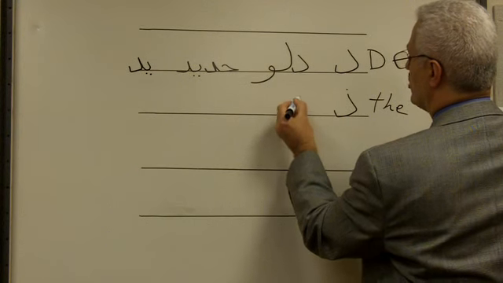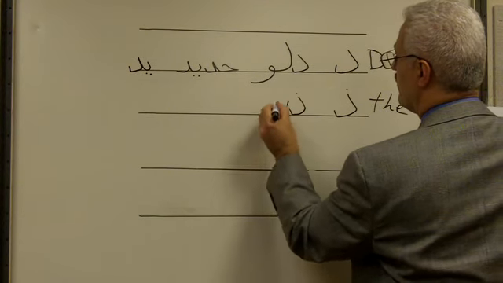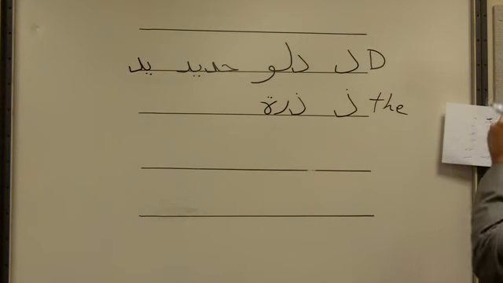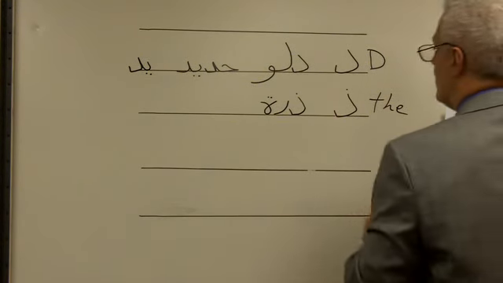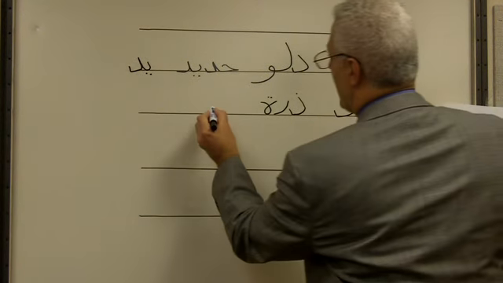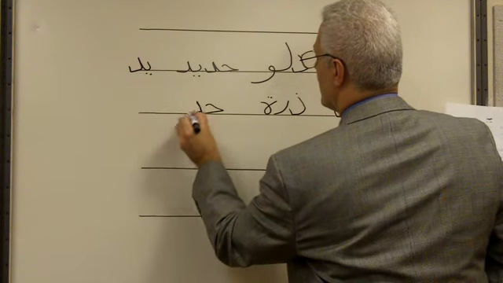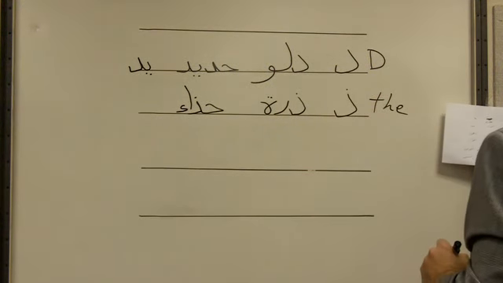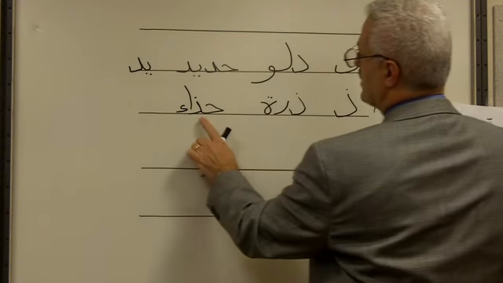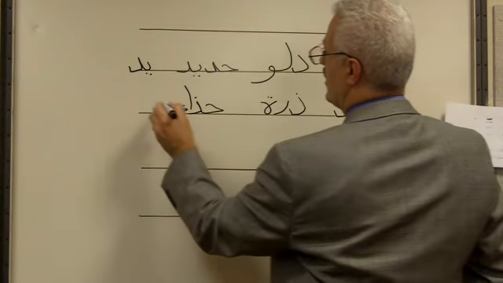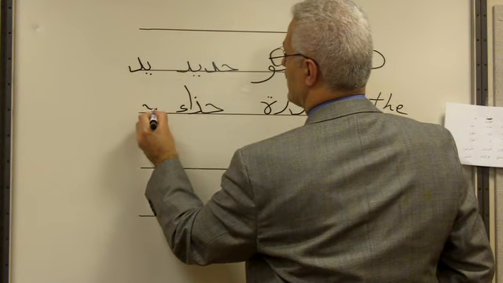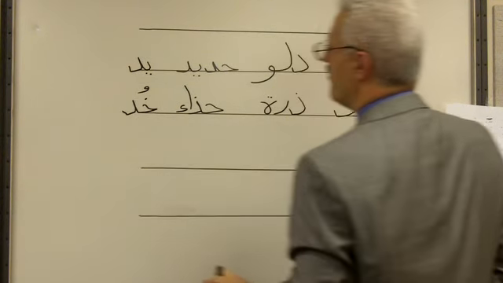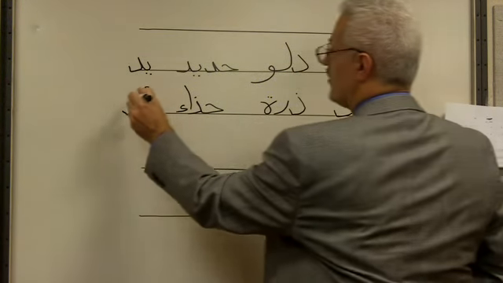And the first word I want to teach you here is dhura, which means corn, dhura. So you say dhura. The second word is hidha, hidha. And this is how the thal looks in the middle of the word. And the last word I want to teach you is khudh, means take. Khudh, khudh.